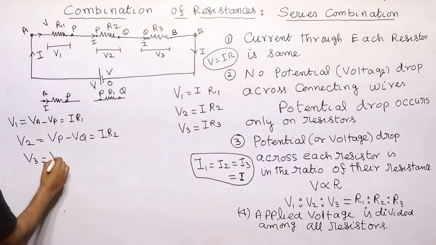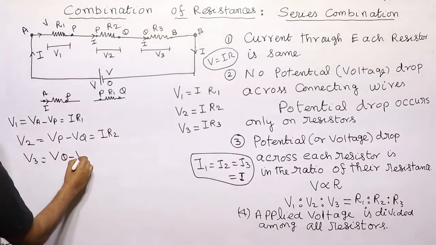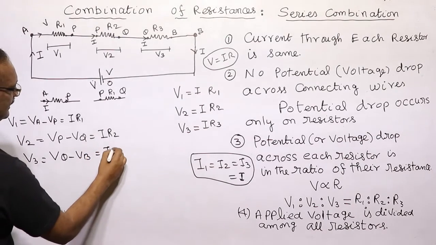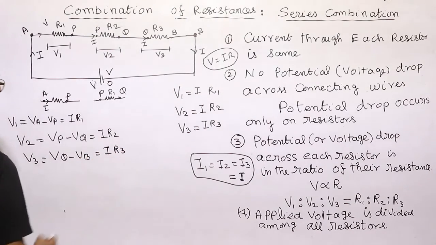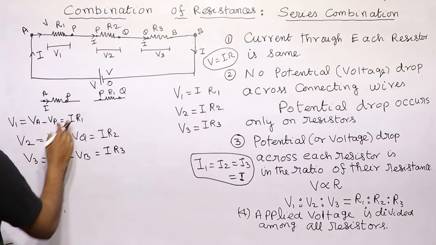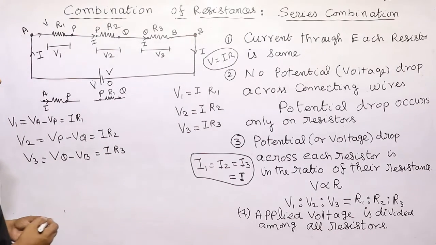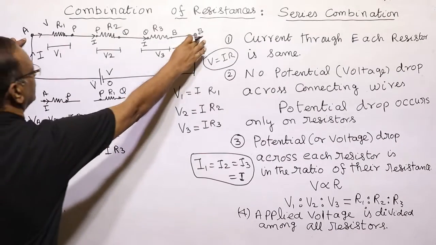So VQ is equal to VQ minus VB, which is equal to I into R3, because I1, I2, I3 is equal to I for series combination. So it means now, what is the potential across this point?